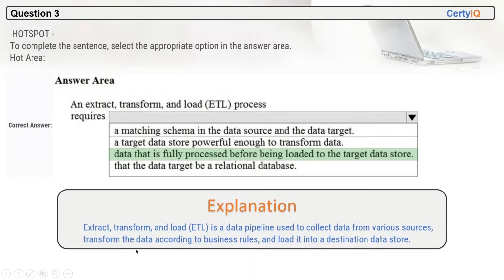Here is the explanation. Extract, transform, and load is a data pipeline used to collect data from various sources and transform the data according to business rules and load it into a destination data store. The definition is not quite straightforward, but I'm telling you, it is simple only. Extract, transform, load. Before loading only, they are transforming it, right? They are processing before loading itself. So this is the correct answer.